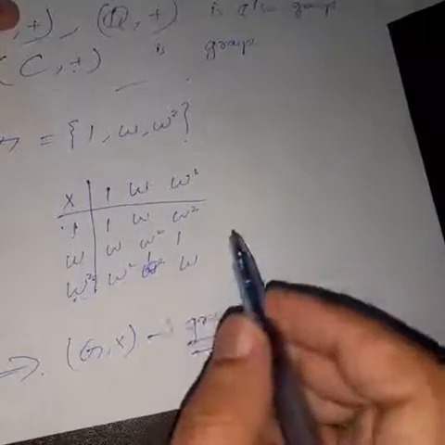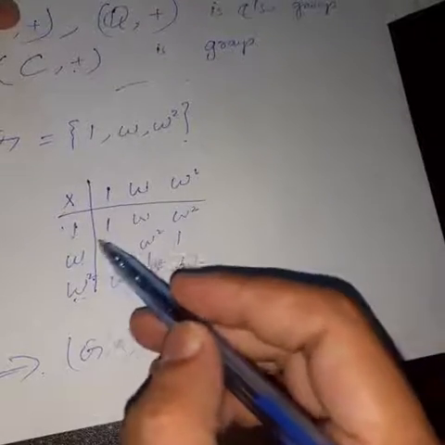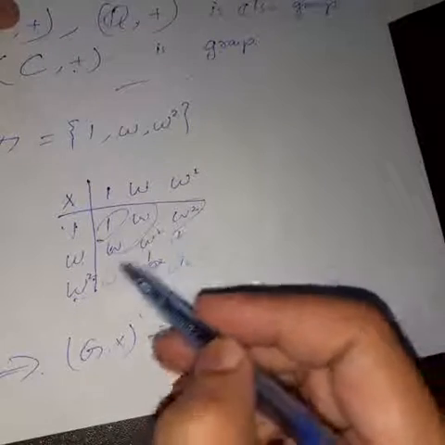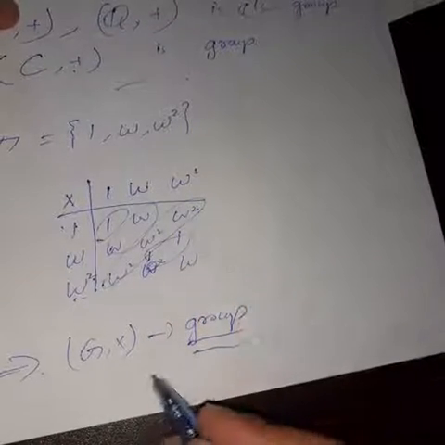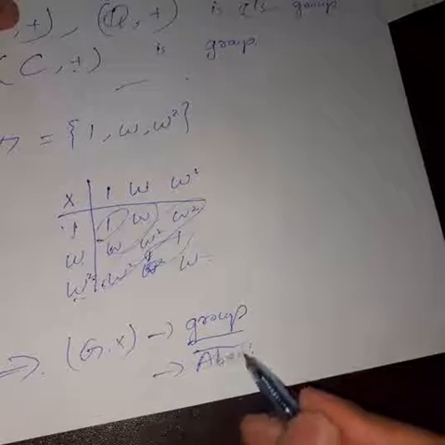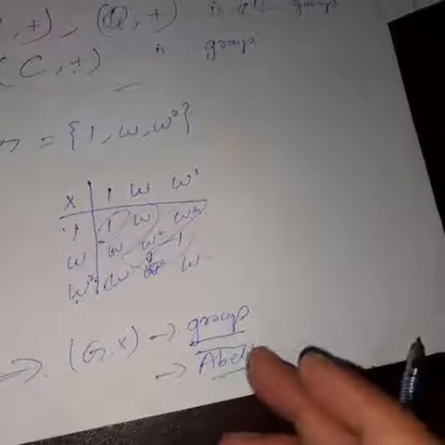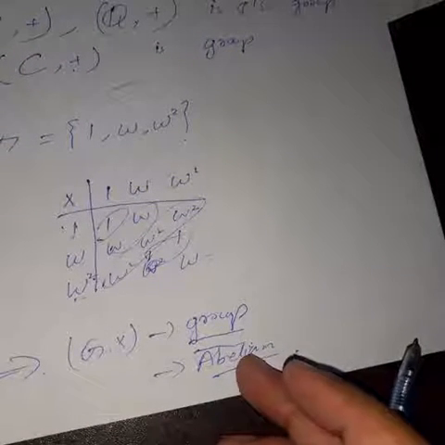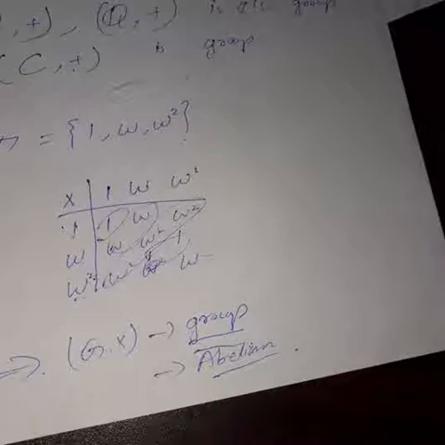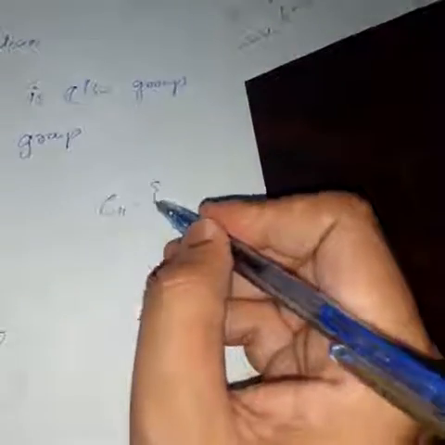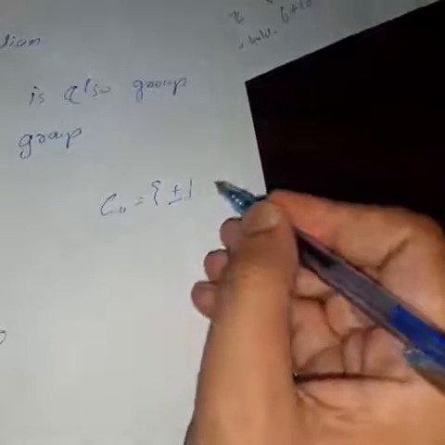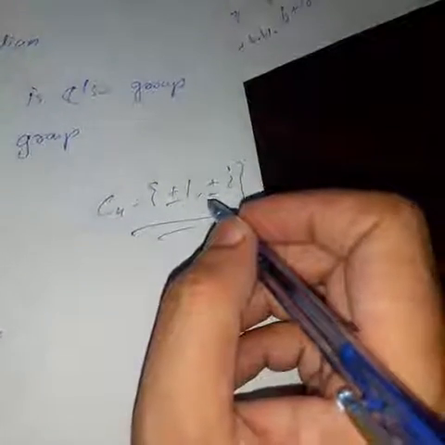And from this table we see that it is symmetric, so this is also an abelian group. You can also see this by using the property. And as an exercise, you can solve that C4, which is equal to {plus minus 1, plus minus iota}. Check whether this is a group or not.